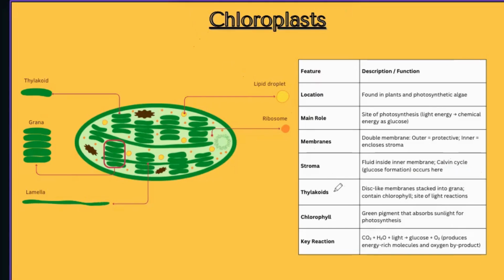Now let's talk about thylakoids. Thylakoids are these disc-like shapes. The reason they're disc-like is so that when the light hits them, it hits in a manner that allows the sun rays to hit a large part of the leaf that contains the chloroplast. And they stack up into what we call grana, which contain what we call chlorophyll. And this is where the light reactions occur.